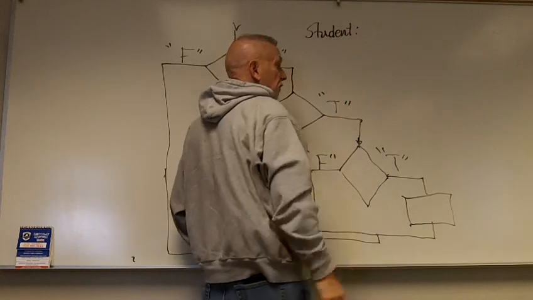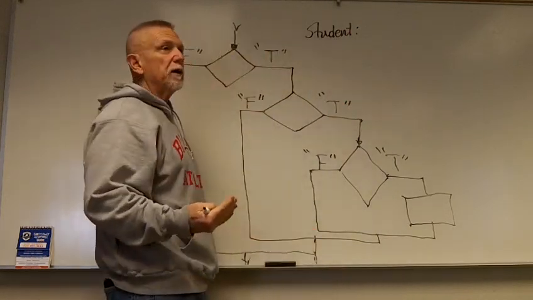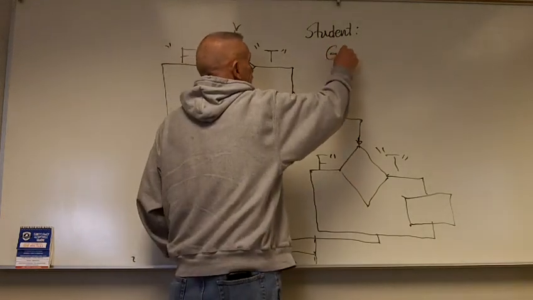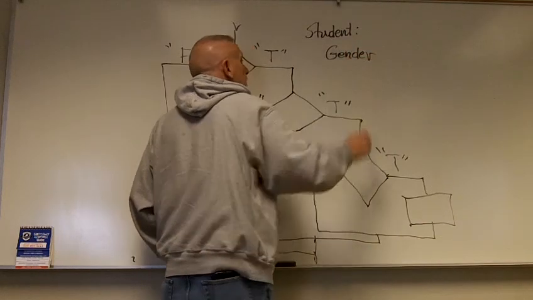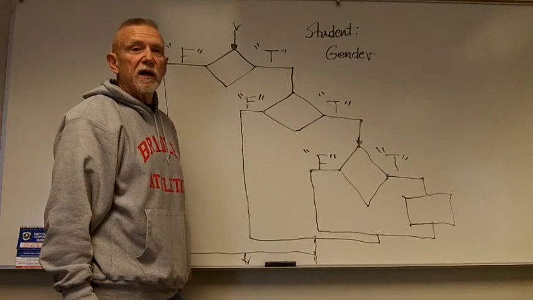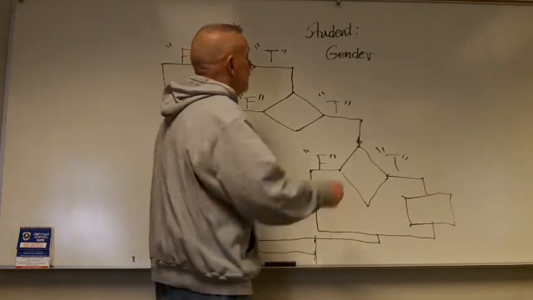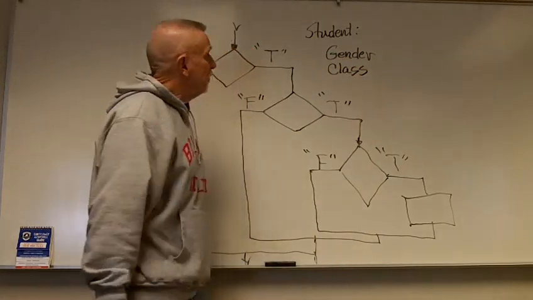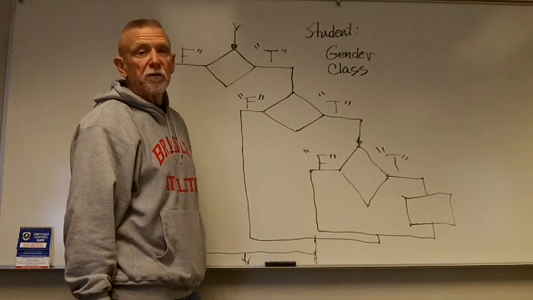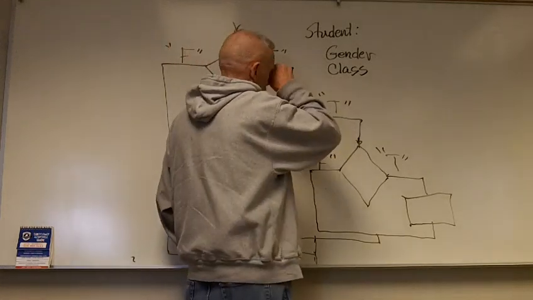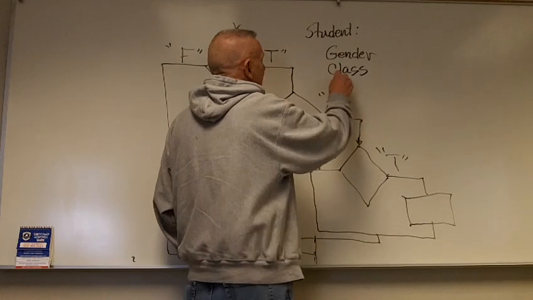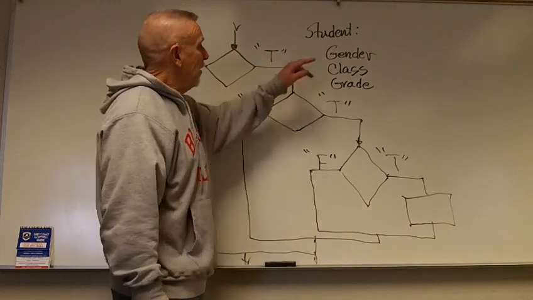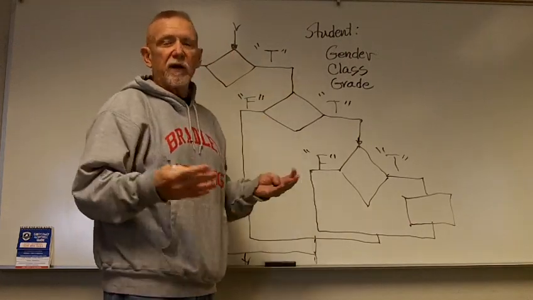And my question to you today is, if I wanted to find a student with these requirements. First of all, the student needs to be either male or female, so we're going to call that gender. The student has to be in Computer Science 115, so we'll call that the class they're in. And then the last one is, are they a freshman or a sophomore? We'll call that grade, I guess.